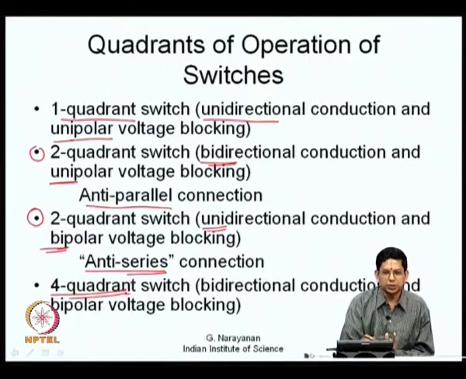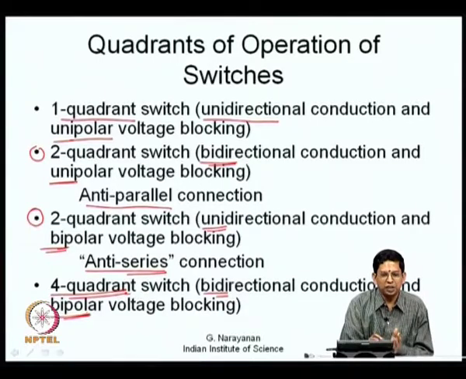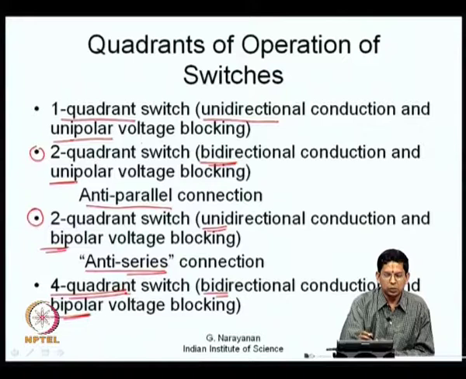These 4 quadrant switches are AC switches. They can conduct in either direction when they are on. Similarly, when they are off, they can block a voltage of either polarity. Thus, we can classify switches based on their directions of conduction and their voltage blocking polarity capability as single quadrant, 2 quadrant and 4 quadrant switches.